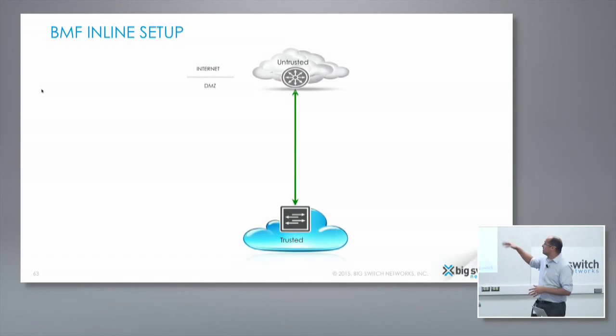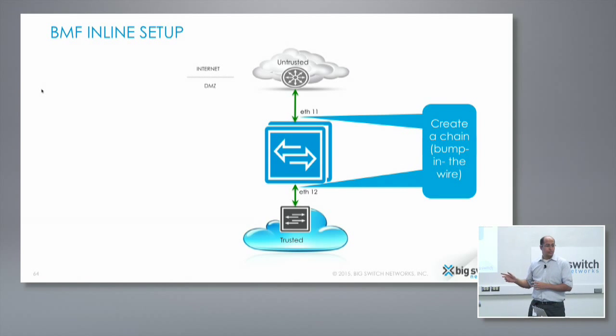This will be your typical topology for a data center. On the top, you have the WAN router or the border router. At the bottom here, you have the production LAN switch. To insert Big Chain or the BMF inline solution is extremely simple. You only need two endpoints that will define your physical chain. So it's layer one, bump in the wire.